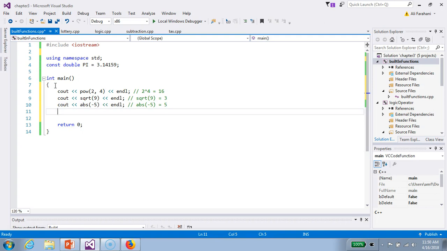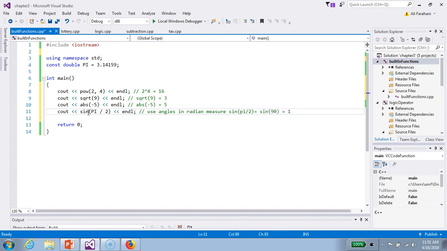Another function, all the trig functions also are built in. Let's say you want to find the sine of pi over 2. I've already declared pi here as a constant. So pi over 2, there's pi divided by 2, endl. Sine of pi over 2 is 1. Pi over 2 is 90 degrees. The angles should be entered in radian measure. So sine of pi over 2 should give you 1. This is really sine of 90 degrees, which is equal to 1.